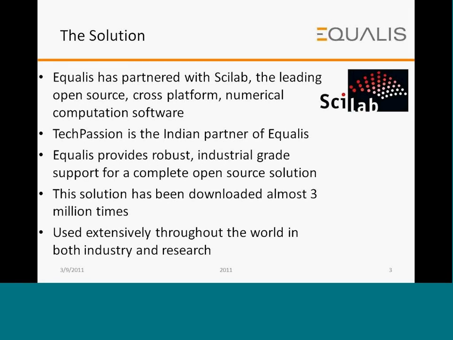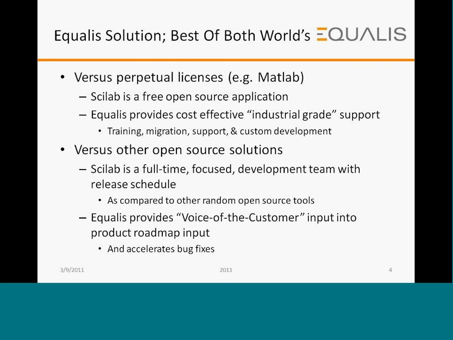If you are facing any or all of these challenges, we have a solution, which is what I'm going to talk about today. Equalys has partnered with Scilab, a leading open source cross-platform numerical computation software, and TechPassion is the Indian partner of Equalys. It provides robust industrial-grade support for a complete open source solution. This solution has been downloaded almost 3 million times, and it is used extensively throughout the world in both industry and research.